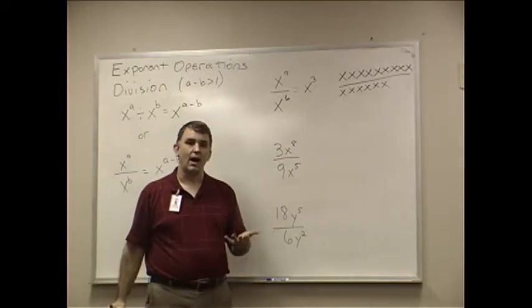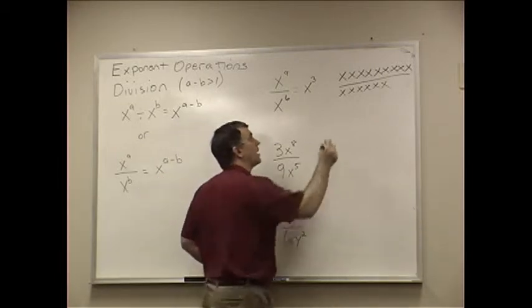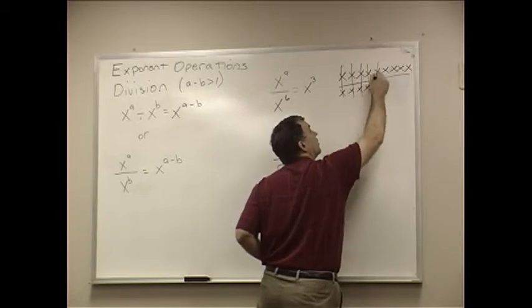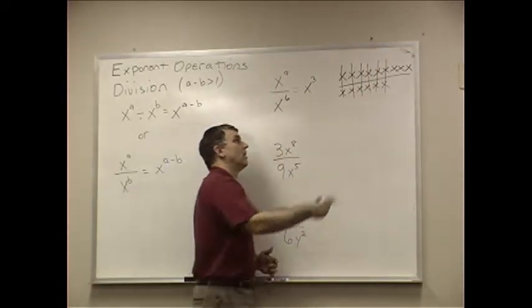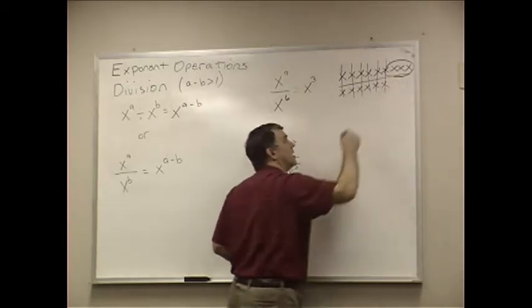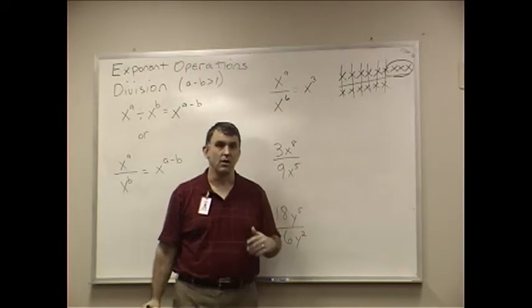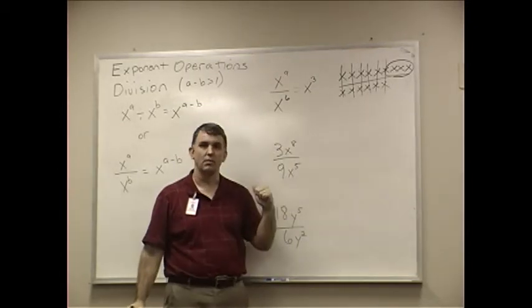Again, you're always allowed to cancel when you have the same thing on the top and on the bottom. Thus, I would be able to cancel out 6 x's on the top and 6 x's on the bottom. That's going to leave me 3 x's on the end, hence x to the 3rd. Now this would be the long way to do it. The short way is just to subtract them.